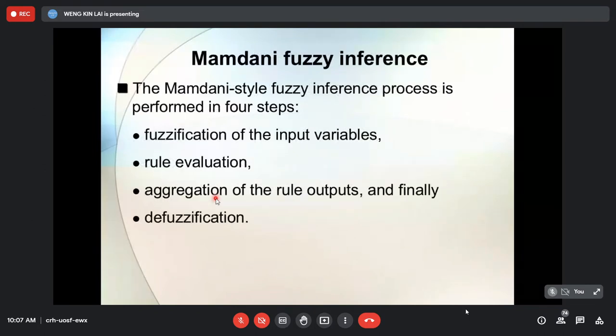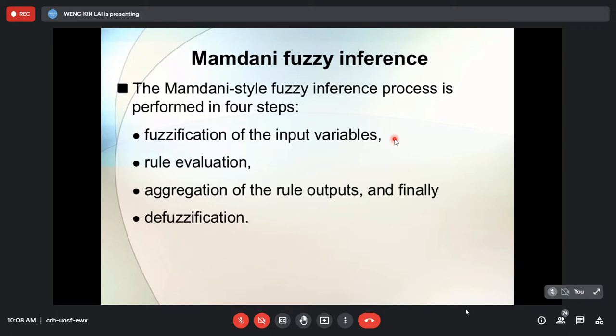Now, what does the Mamdani fuzzy inference system consist of? The Mamdani fuzzy inference process or technique is performed in four steps. What are these four steps? The four steps are shown below here. The first step is the specification of the input variables. The input variables, whatever they are, must be appropriately specified.